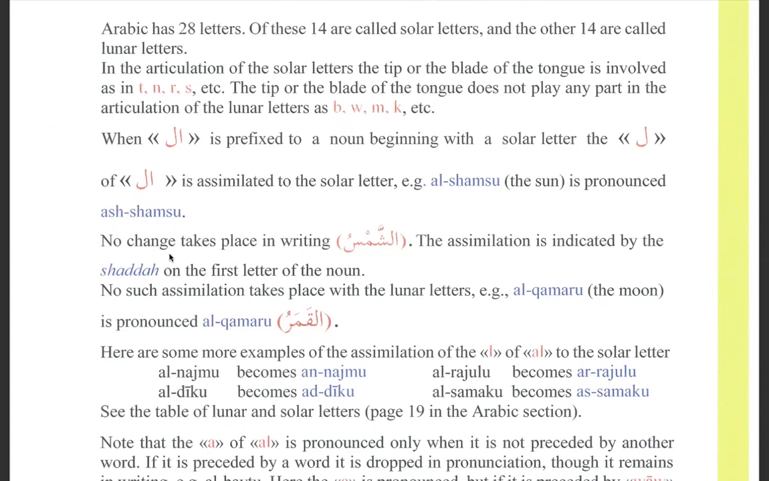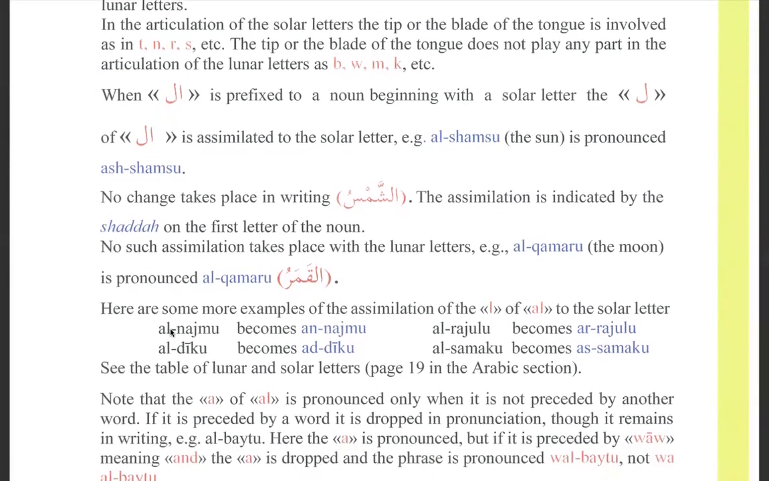So, no change takes place in writing. Ash-shamsu. The assimilation is indicated by the shadda on the first letter of the noun. As you can see here, there's a shadda on the sheen. And no such assimilation takes place with the lunar letters. Al-qamaru, the moon, is pronounced al-qamaru. As you can see here, you didn't bypass the lam.